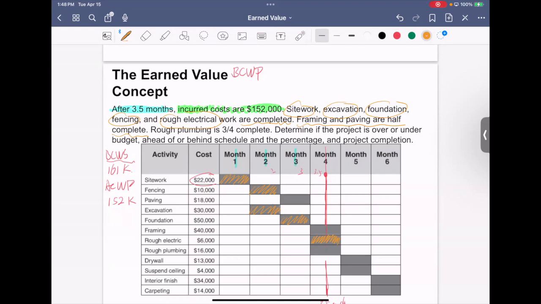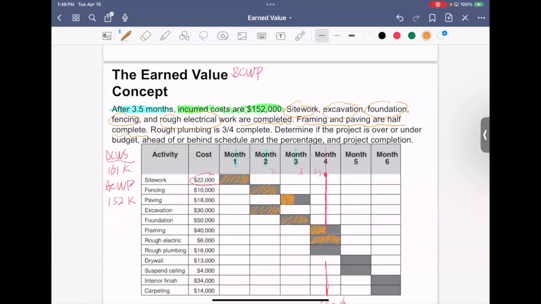Framing is here, right? Half completed. So if framing is half completed, it's just on schedule. Does that make sense? Because it's scheduled for 3.5 months, half of it is going to be finished. It's just on schedule. But the paving is only half of them. That means the paving is behind the schedule, right?